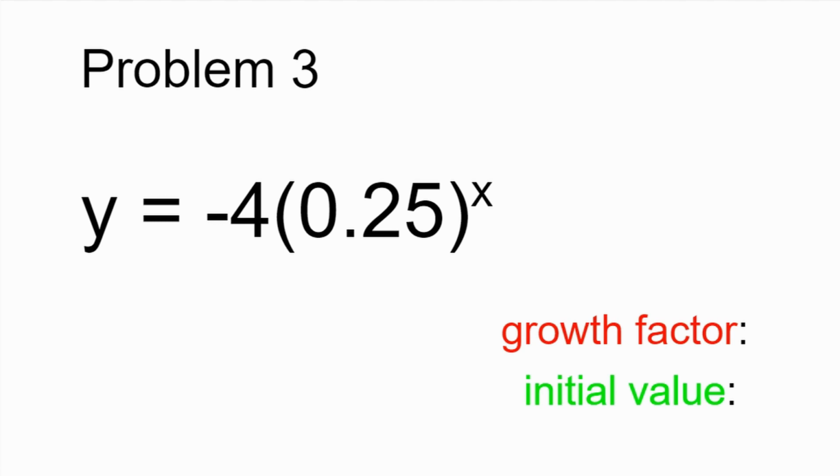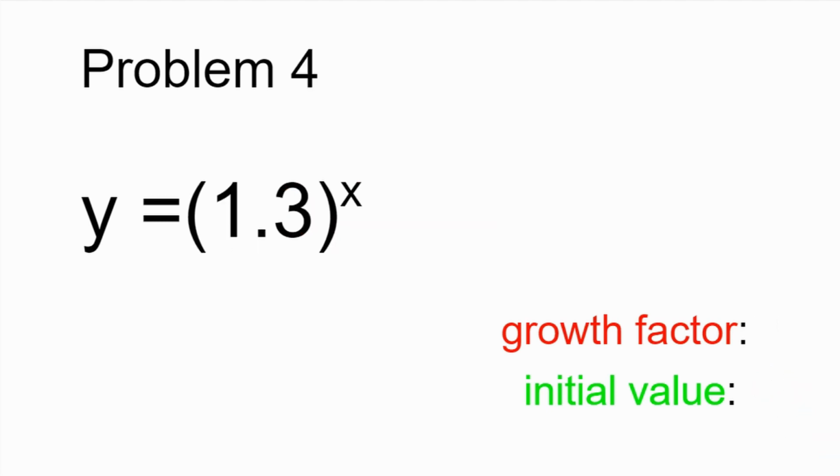Problem 3. What's the growth factor for this equation? Locating our exponent, attached to the exponent is 0.25. So we know that the growth factor for this equation is going to be 0.25. Now let's find the initial value. The number that's being multiplied to the expression, this -4, that's going to represent our initial value, -4.